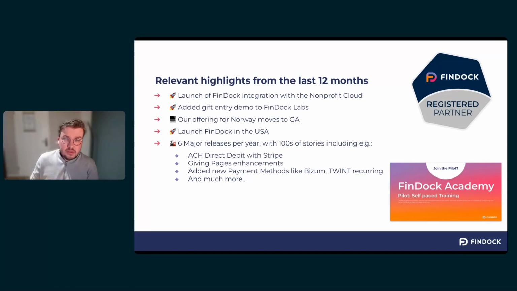And on top of all of this, we have 6 major releases every year with hundreds of stories and enhancements, including ACH direct debit with Stripe, lots of giving pages enhancements last year, and we added a lot of new payment methods like BSIM and Twint Recurring, which are local payment methods in Europe, important to our customers, and much more, which I can't put all on this slide.